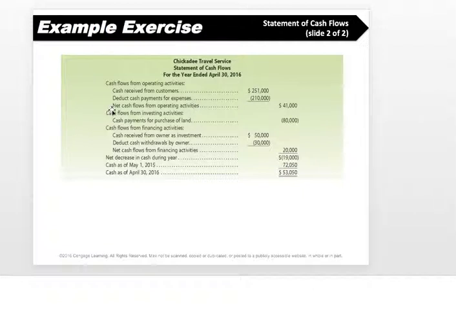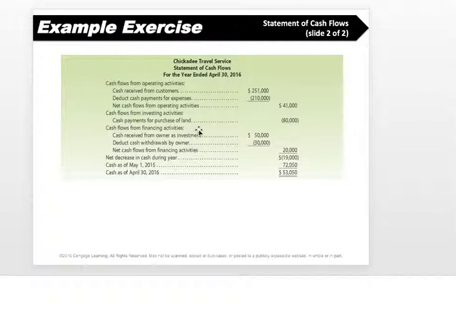And then we add net cash flows from operating activities because operating activities did generate a positive cash flow of $41,000. Cash flows from investing activities, you'll remember that investing has to do with long-term assets. So cash payments for the purchase of land means that we have a negative flow of cash for investing activities because we purchased land. So it's not a bad thing because we got land, but it's a negative flow of cash. So you would put a negative there, $80,000.